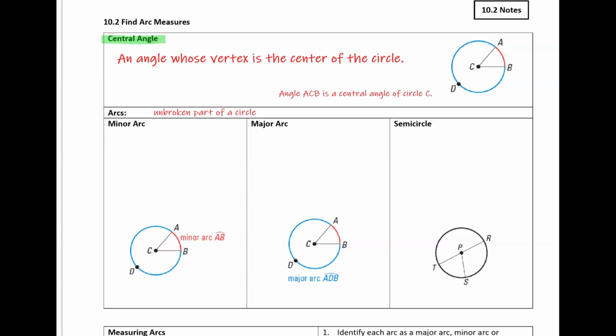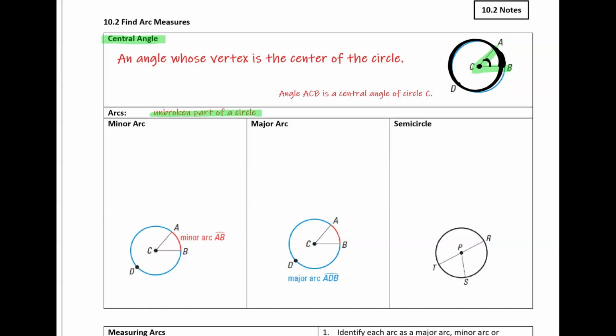So I would like for you to look at this angle ACB. That is an angle. And it is considered to be a central angle of circle C because the vertex, which is C, is the center of the circle. Now, that angle is the central angle, but we also have this red arc right here, and we have this blue arc going around the circle. So what we need to do is to figure out what exactly is an arc. So you can see right here, I have arcs is simply an unbroken part of the circle.